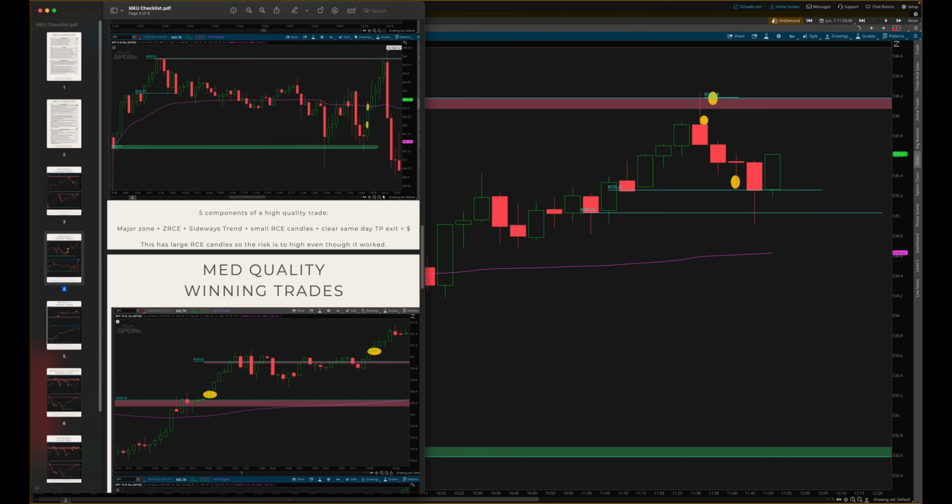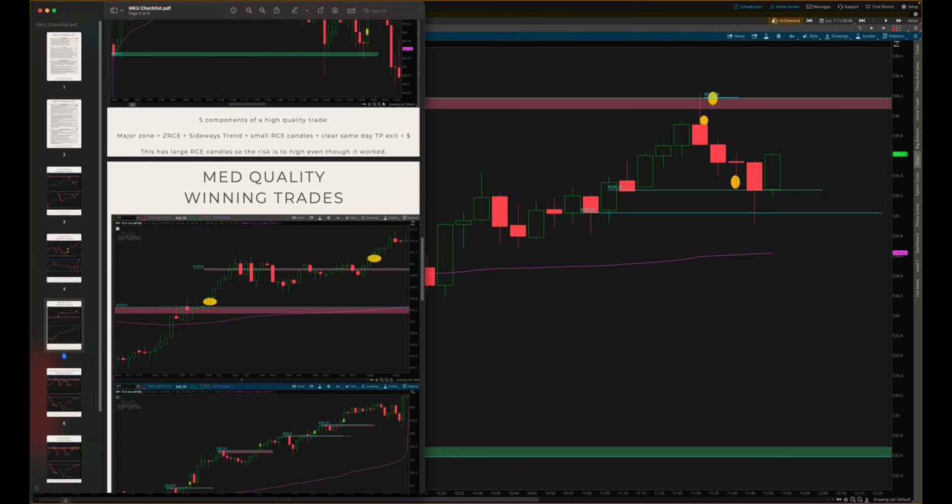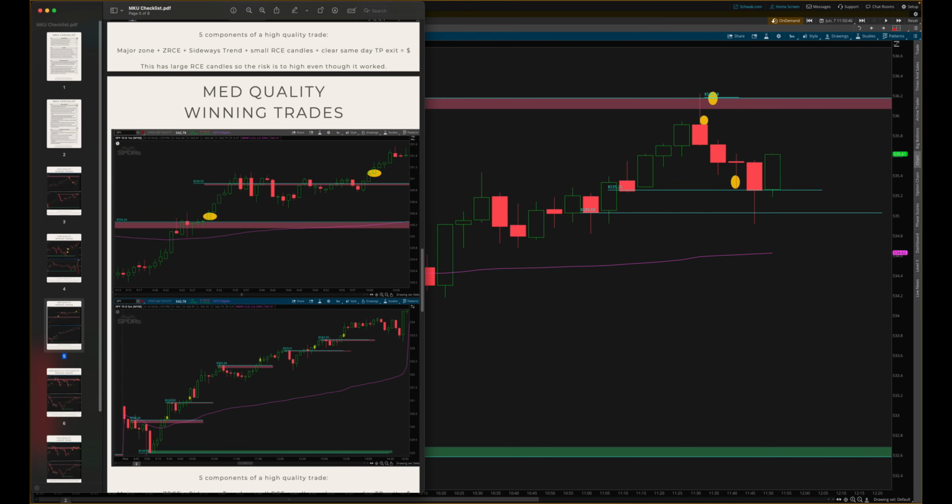Next, medium quality winning trades. I'll go a little quicker on this one. But we can see on the bottom 5 minute chart, it just ran up all day. It was a simple day. Basically, if you buy an option call anywhere, you would have made money. Cool, fine. Here's the issue.